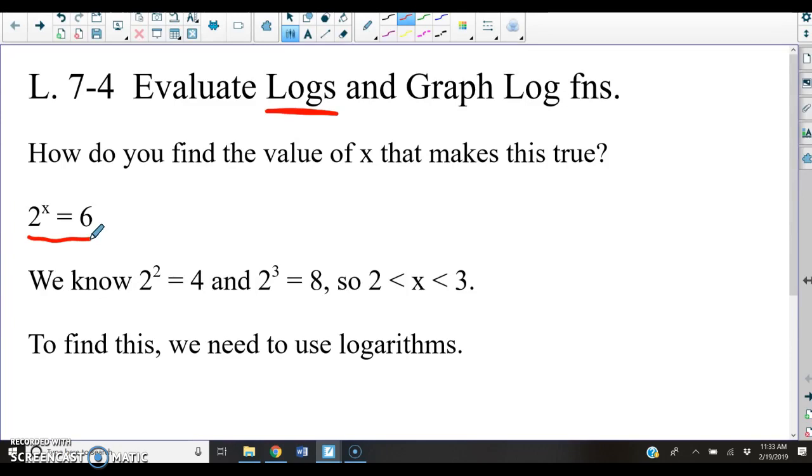Okay, so we know that 2 squared is 4, 2 cubed is 8, so my exponent must be something between 2 and 3. To figure this out, we need to use logarithms.